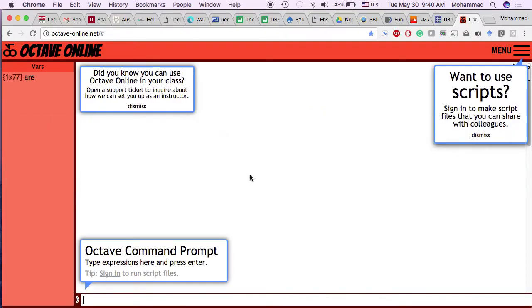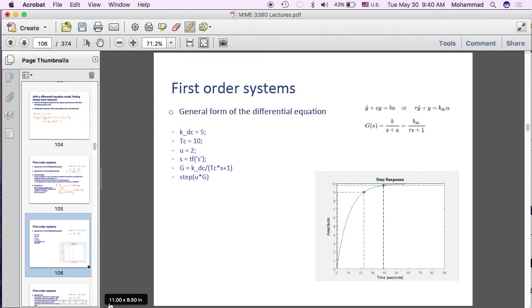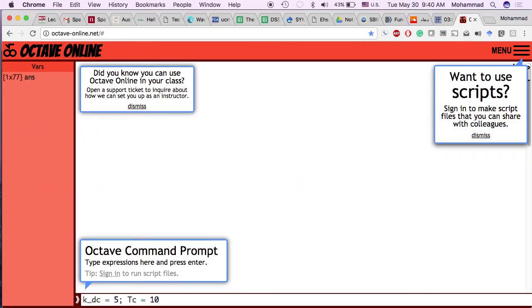Let me go back. So you need to define your DC gain, the constants, first. So your K underscore DC is 5. So I simply type KDC is equal to 5. If you put a semicolon, you can keep continuing. You don't have to execute this command. TC, which is the time constant, how much is it? It's 10. U, which is the value of input, is 2. Again, at each step, I put a semicolon.